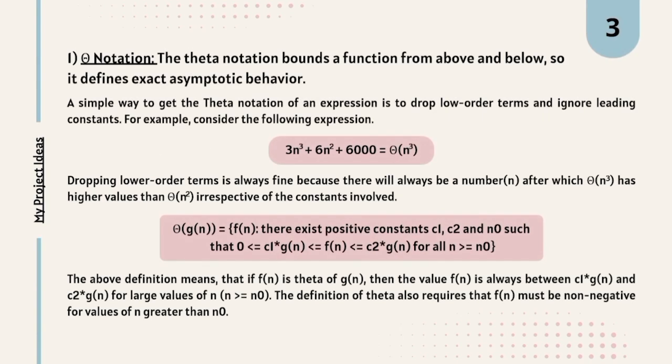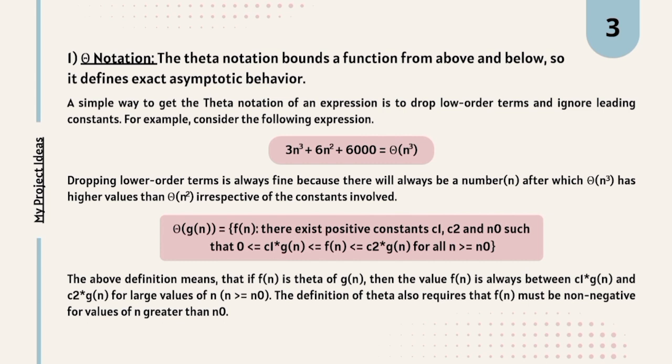So, theta notation, it basically bounds a function from above and below. So, it defines the exact asymptotic behavior. It's important. So, what does a theta notation basically do? It will bound. That means your function will have a lower bound and an upper bound. So, your function will be restricted to a particular range. So, this will define the exact asymptotic behavior. What is the simple way to get the theta notation? Is to drop the lower order terms and ignore the leading constants.